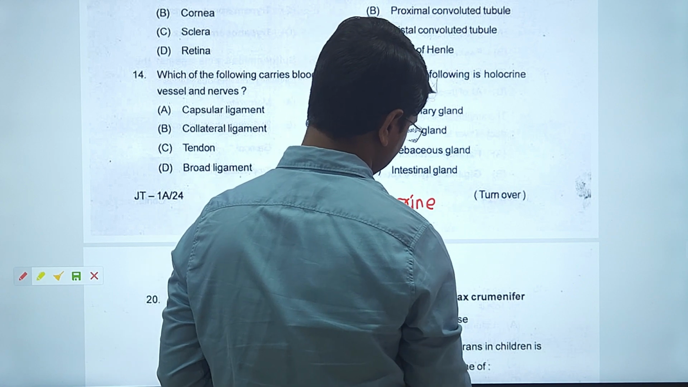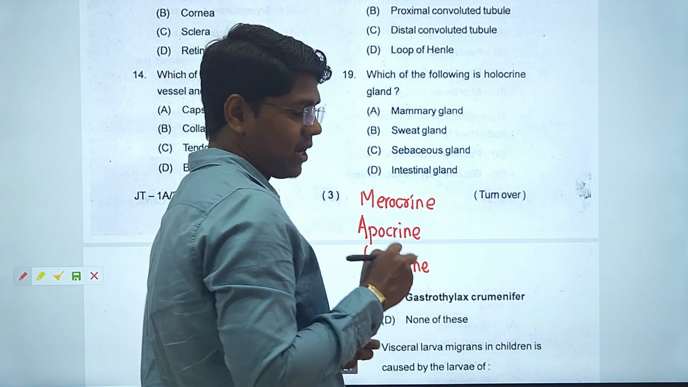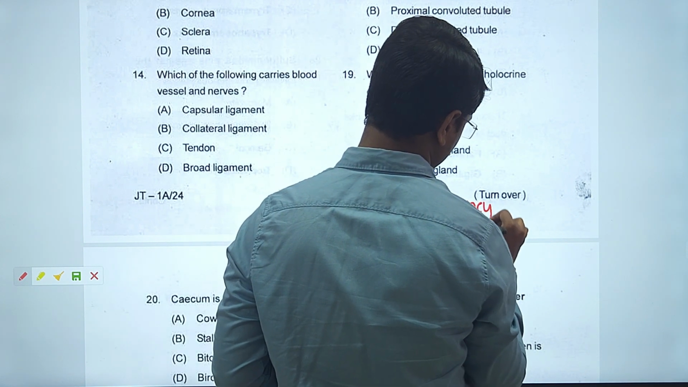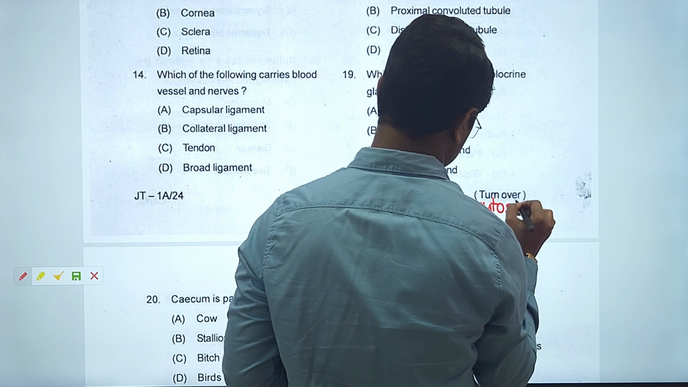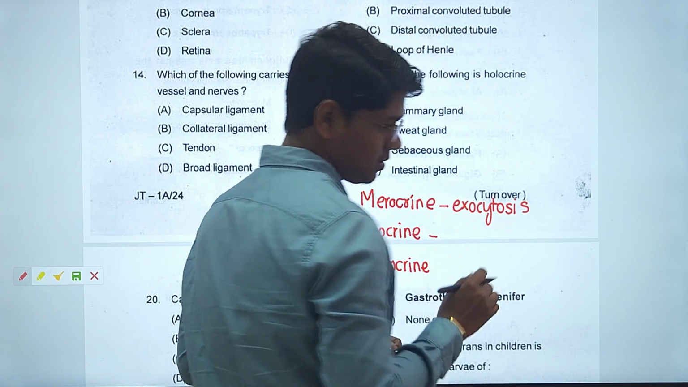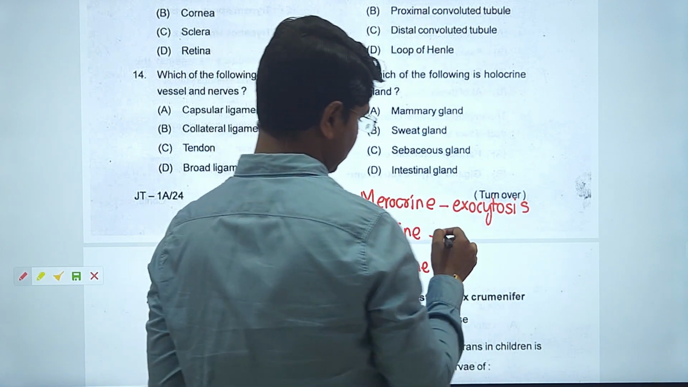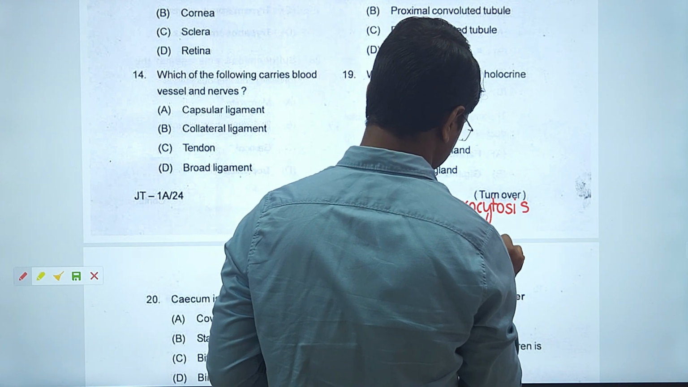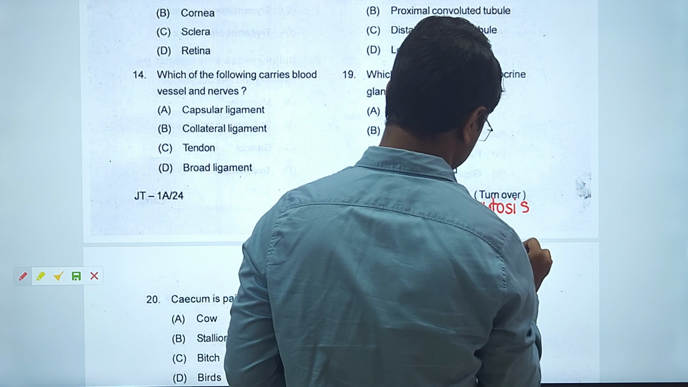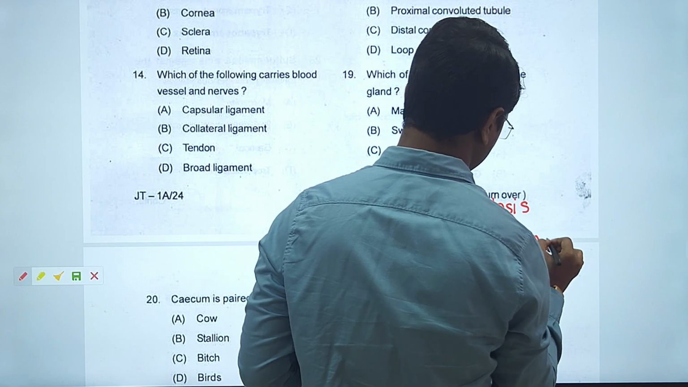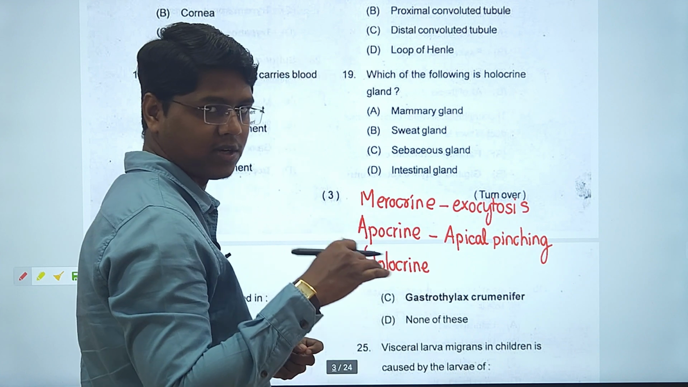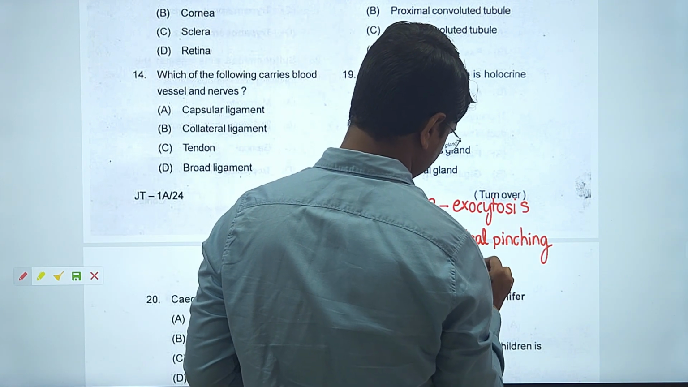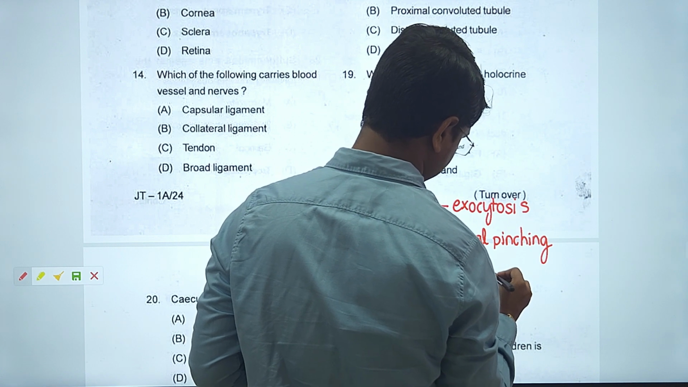In the merocrine gland, there will be secretory granules which will be removed from the cell by the process of exocytosis. In case of apocrine, the apical part will be pinched off, which will act as secretions. The phenomenon is apical pinching. In case of holocrine, the entire cell will be secretory. The entire cell will be destroyed, acting as secretions.